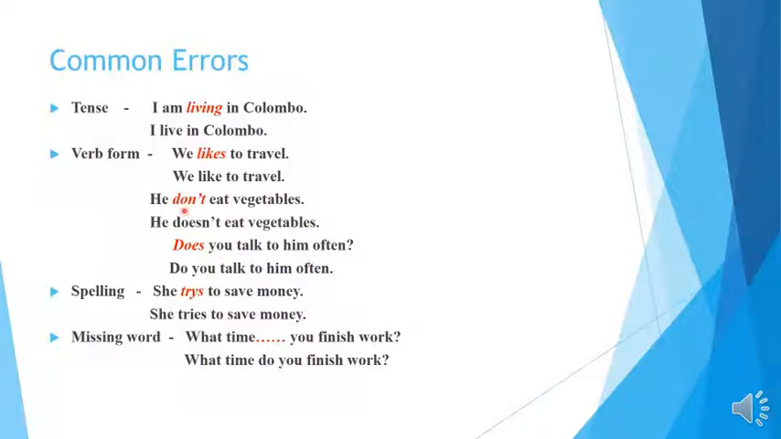So you can't use don't here with eat. So the correct verb form is doesn't eat. He doesn't eat vegetables.